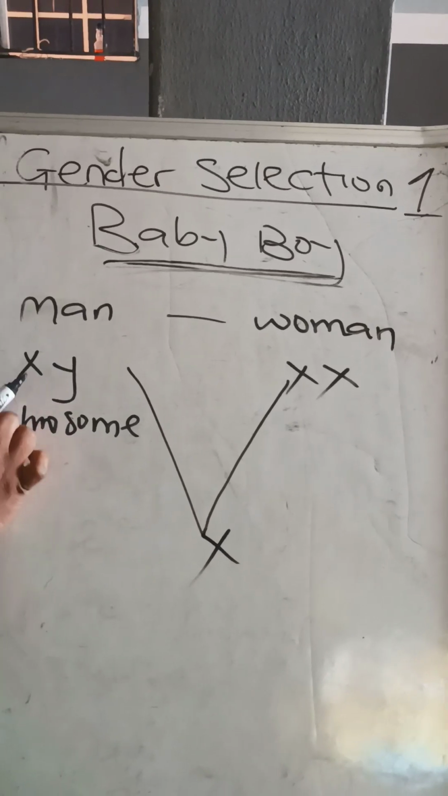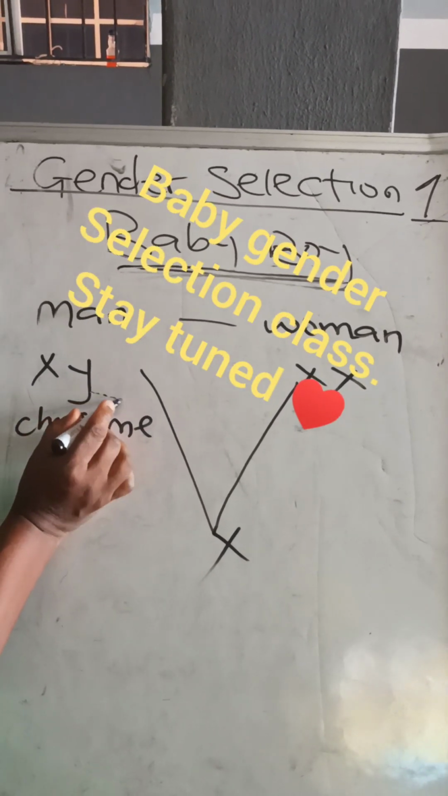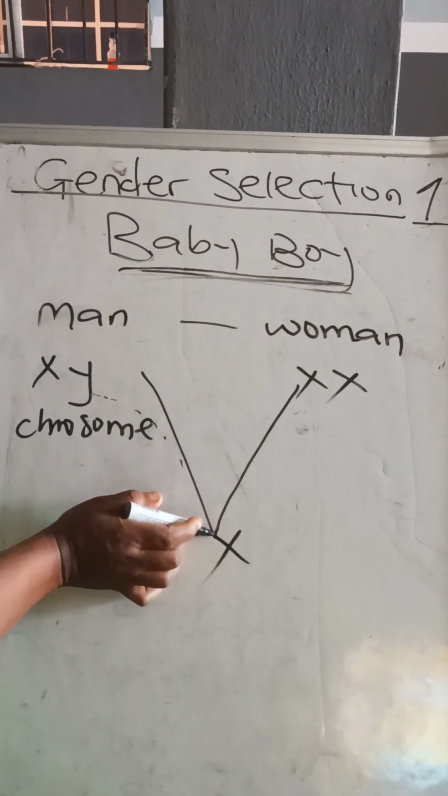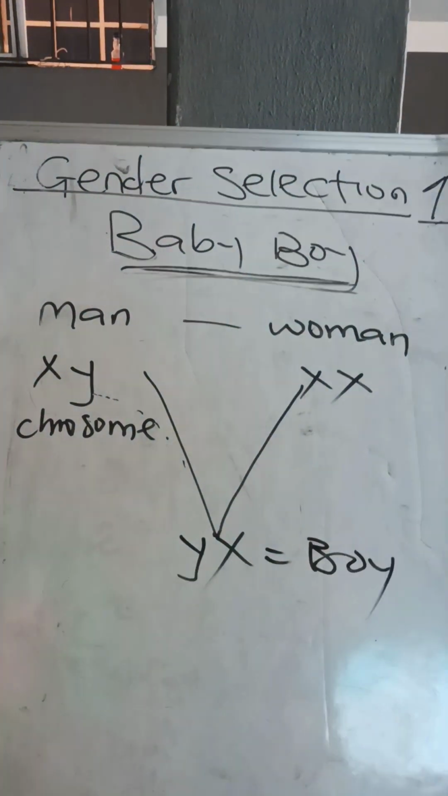And the woman is now waiting for whatever will come with the sperm cell. If it is the Y chromosome that was able to reach the egg, that is going to give us what? XY, which is what? Baby boy.